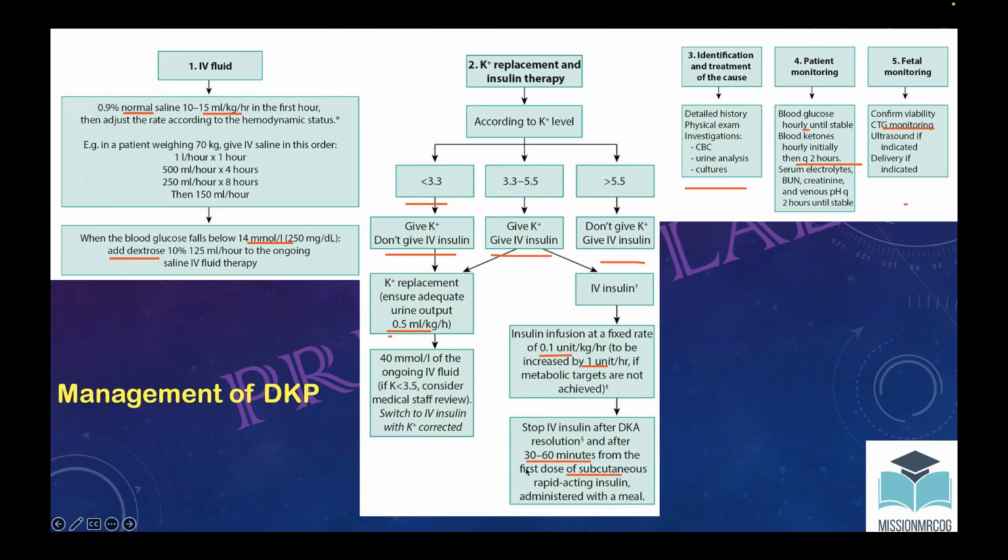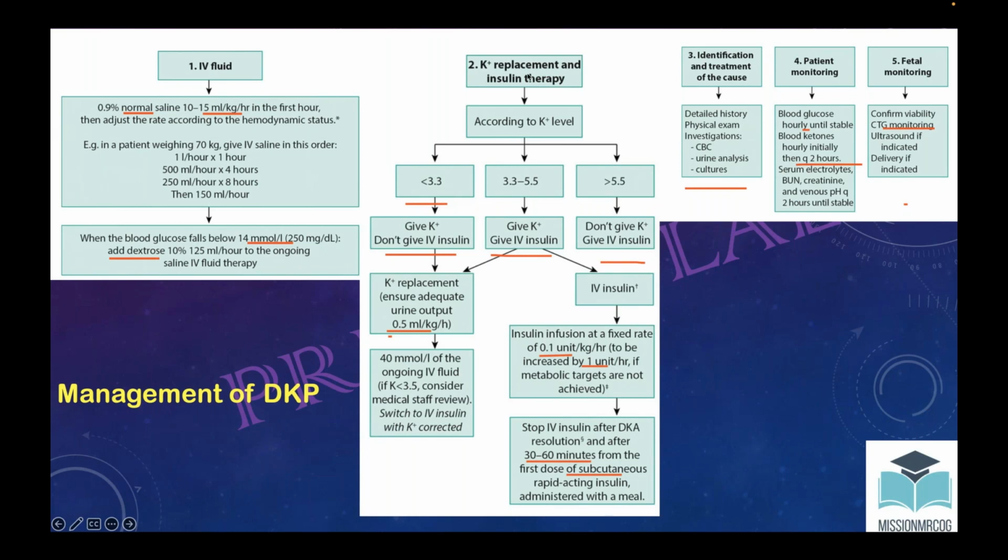So IV insulin will be continued for 1 hour more, because we have to stop IV insulin and put the patient on subcut insulin. But even when we have given subcut insulin, the IV insulin will still continue for at least 30 to 60 minutes more. So this is all about the potassium replacement and insulin therapy.